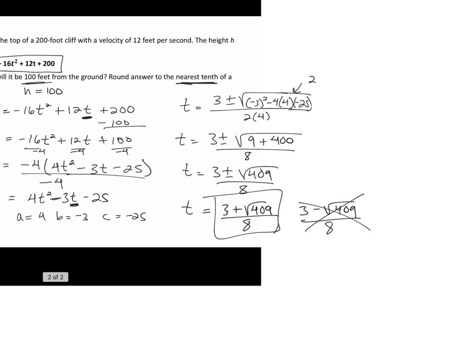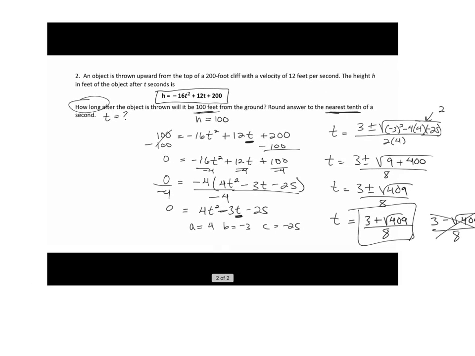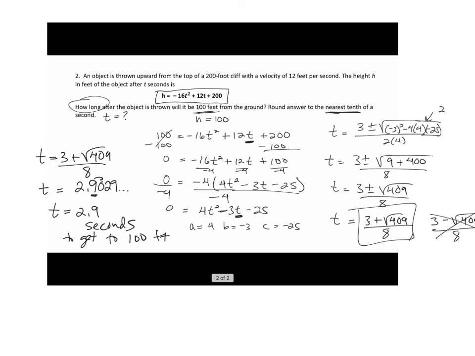So let's use the 3 plus root 409, put that in our calculator. Okay. 3 plus root 409, and then divide by 8. And make sure you add the square root first and then divide by 8. Don't try to add the quotient, because then it will divide first, so be careful. That should be 2.9029, etc. We round to the nearest tenth. So since there's a 0 there, we're going to stay at 2.9 seconds. It'll take 2.9 seconds to get to 100 feet, which was what the question was asking.